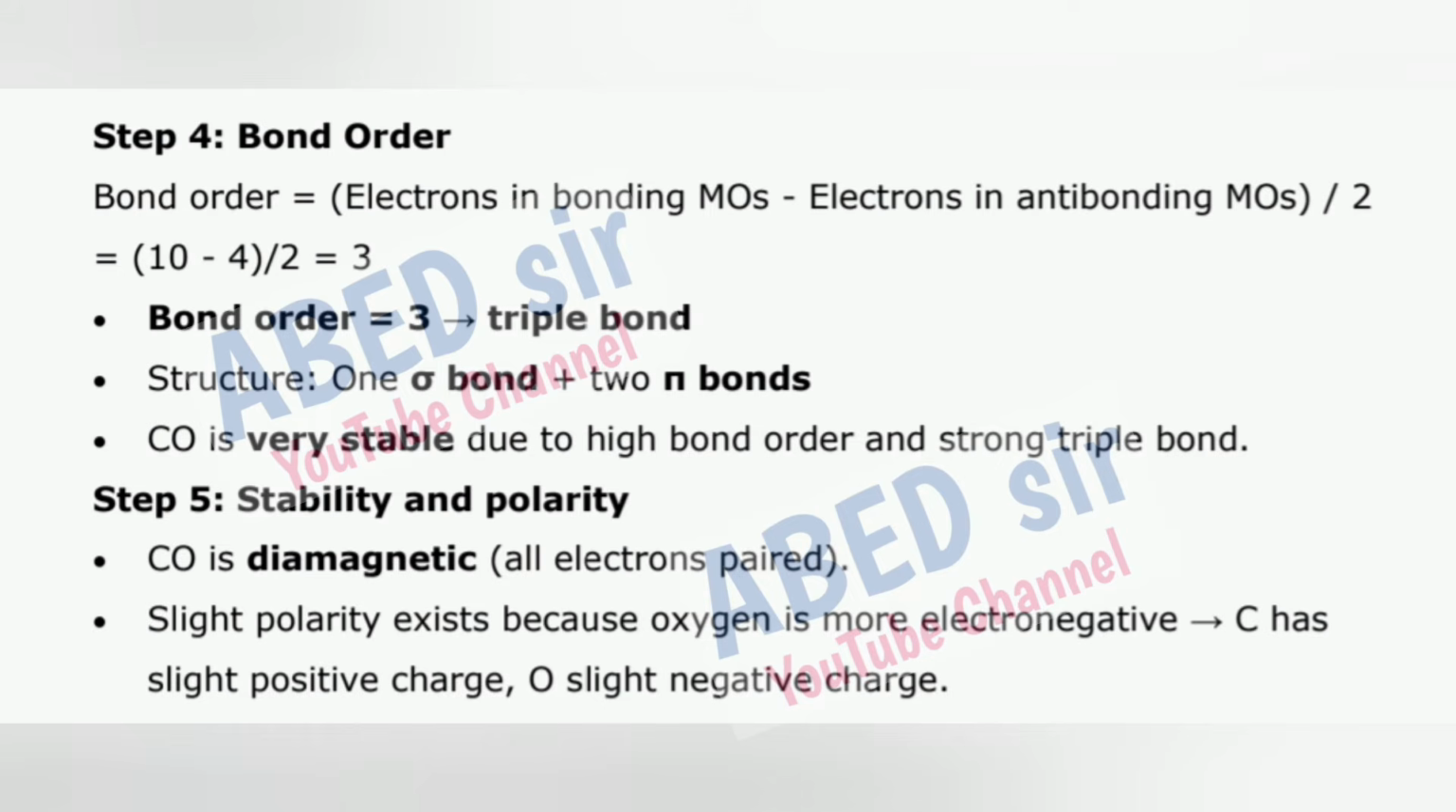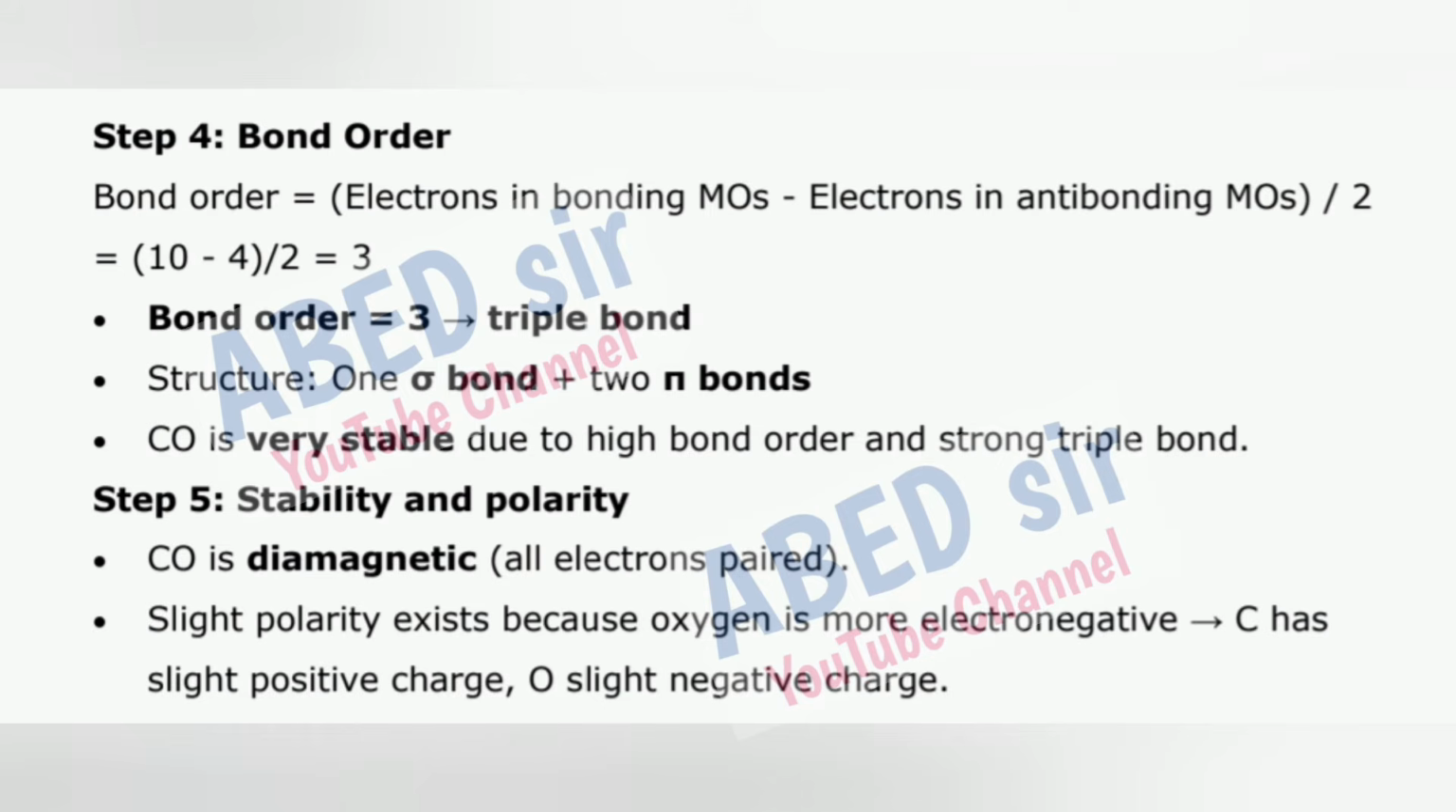Bond order is equal to 3, a triple bond. Structure: 1 sigma bond plus 2 pi bonds. CO is very stable due to its high bond order and strong triple bond. Step 5. Stability and polarity.